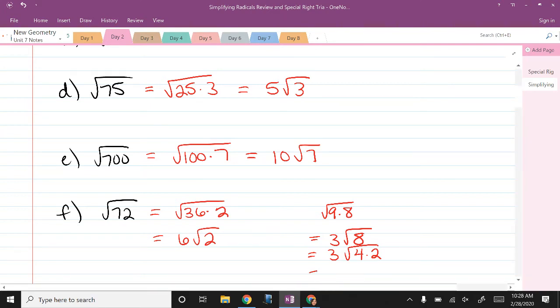So if you accidentally don't use the largest perfect square at the front end, if you notice what's in the radical still has a perfect square that goes into it, you can keep breaking it up. Does that make sense? Because we eventually got to 6 radical 2 again. So any questions about that? But yeah, always try to use the largest perfect square.